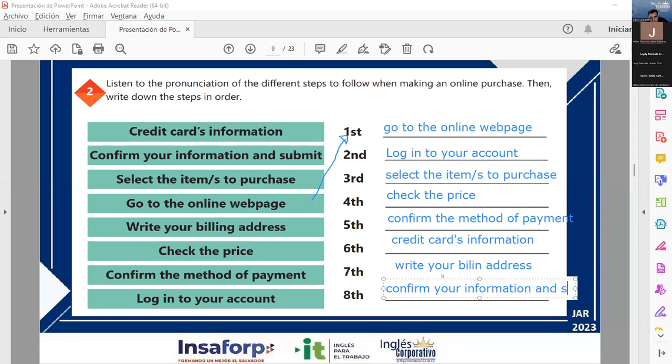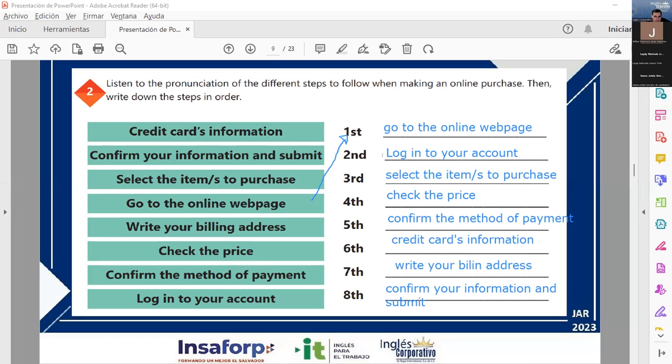Informativo y submit. Yo pienso que esa tuviese que ser la última. Teacher, ¿cómo vamos ahí? Wonderful. Fulfillment. Excellent. Solo si nos corrigen. En las últimas tres tenemos todo.